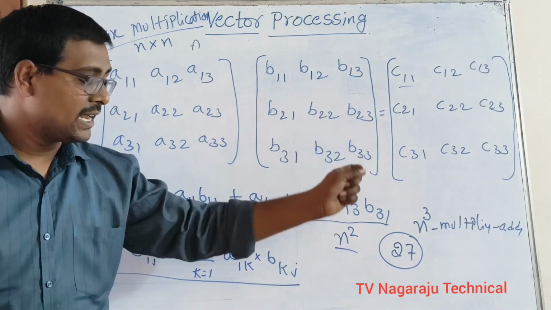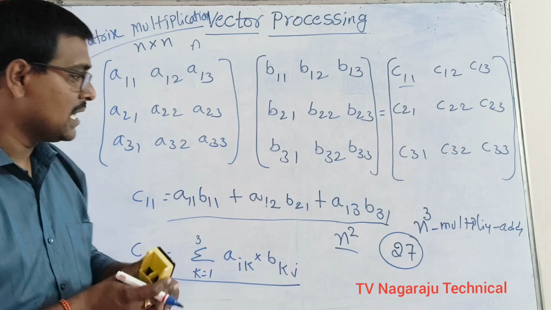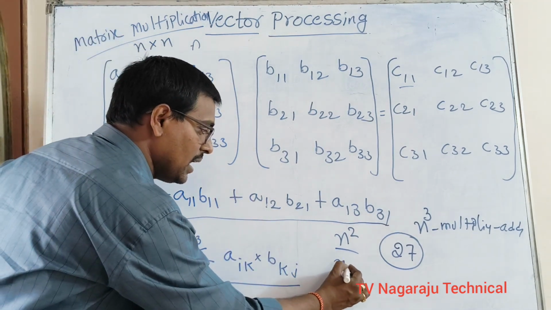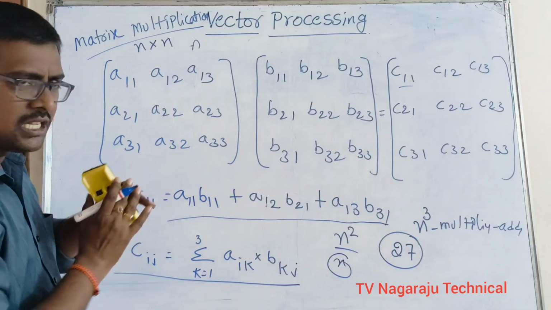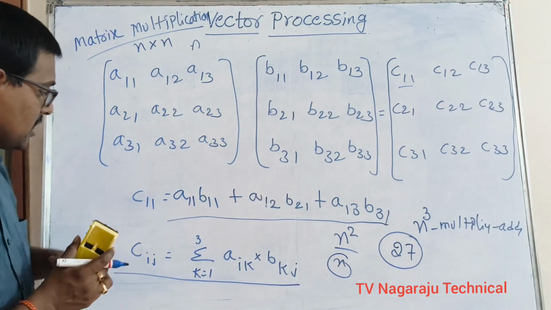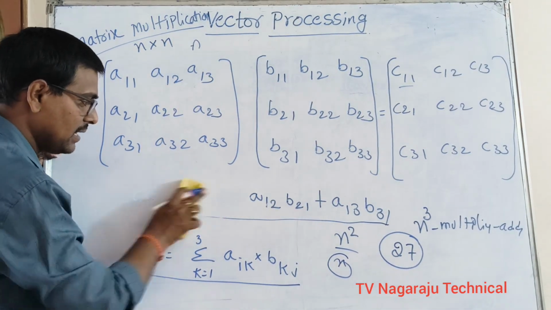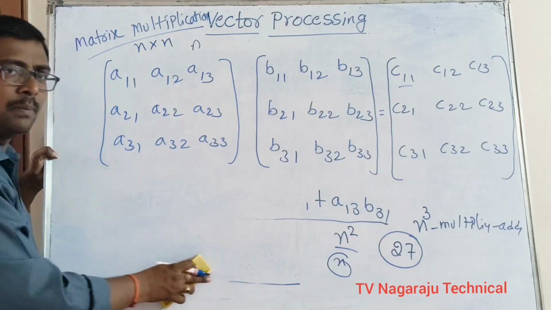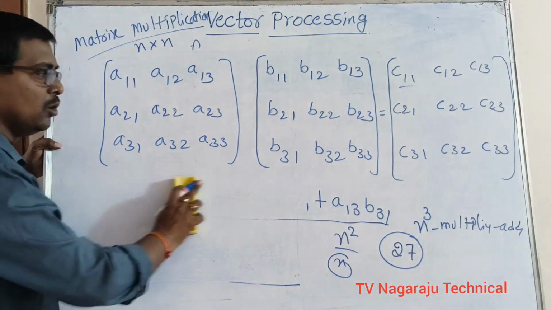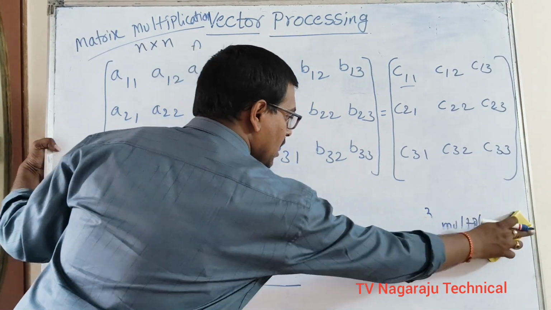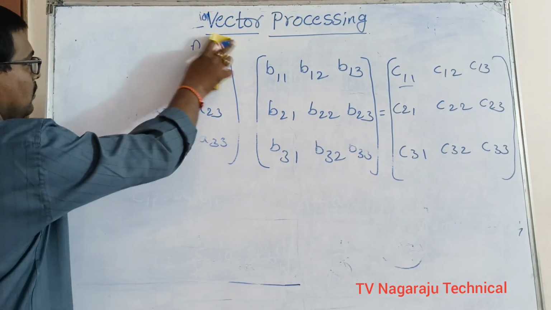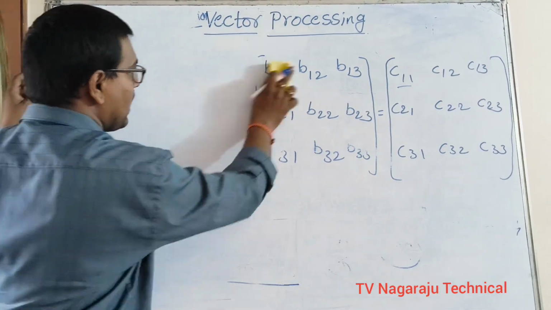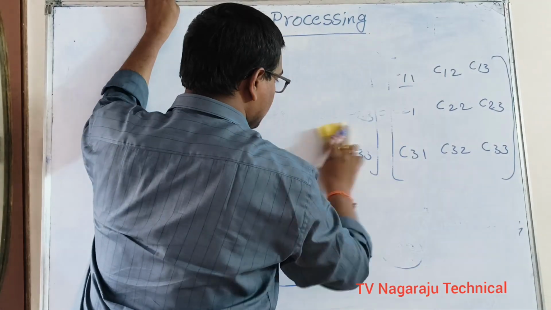In this, there are n square inner products and each inner product takes n multiply-add operations. Anyway, it seems somewhat difficult. For understanding, how do we calculate the inner products? A1 B1 plus A2 B2. So for understanding, we are taking a pipelining example. How do we calculate the inner product?